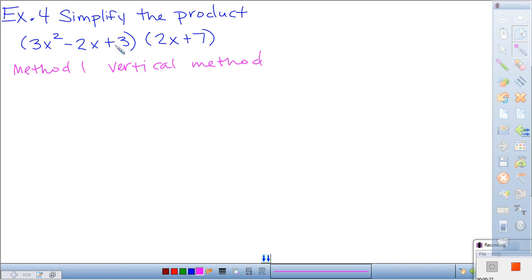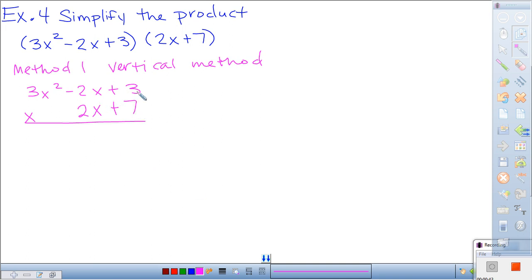We're still trying to multiply these two polynomials together, and we're going to start with the vertical method. So that means I'm going to stack them. I have 3x squared minus 2x plus 3, and then below that I'm going to stack the 2x plus 7. This is very similar to the way you normally multiply. So we start over here to the right. We're going to multiply 7 times every term in our top trinomial. Then we'll multiply 2x times every term. So it's very similar to what you're used to in multiplying.